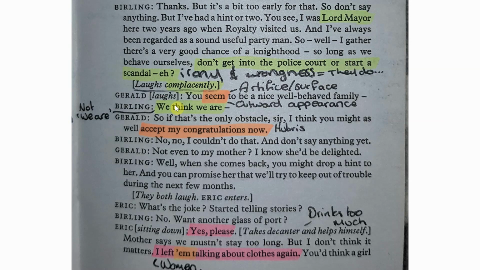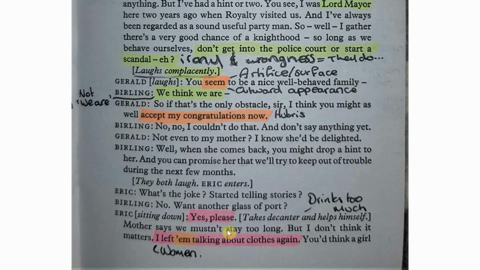Now here's an interesting use of language. Gerald says, you seem to be a nice, well-behaved family, not you are a nice, well-behaved family. Is this Gerald referring to some sort of artifice? Some sort of surface reality where underneath they're not a nice, well-behaved family? Yeah, as we'll find out later in the play, they're not really. And this is backed up through Birling. We think we are, not we are. So bear these things in mind. Even at this point in the play, there are some slight indications that the Birlings aren't really that nice a family. We then have Eric re-entering the scene, and his drinking is what is brought up.